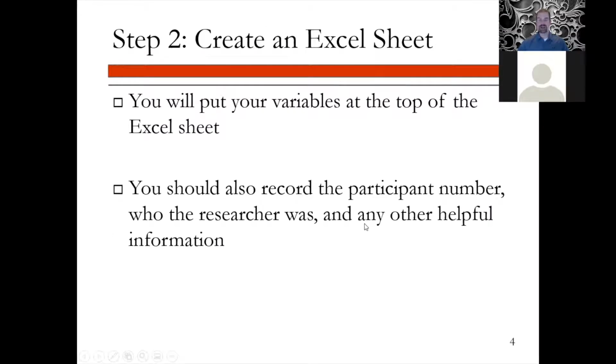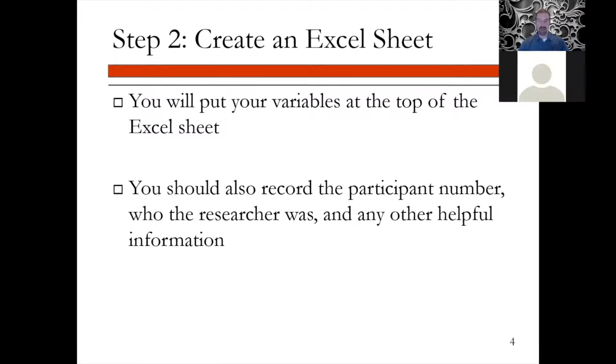Now what we're going to do is talk about creating the Excel spreadsheet. You're going to put the variables at the top of the Excel spreadsheet. You should also record the participant number, who the researcher was, and any other helpful information. Take those variable names and put them at the top of your Excel spreadsheet, so now you'll know where to record your values for how the participants responded.